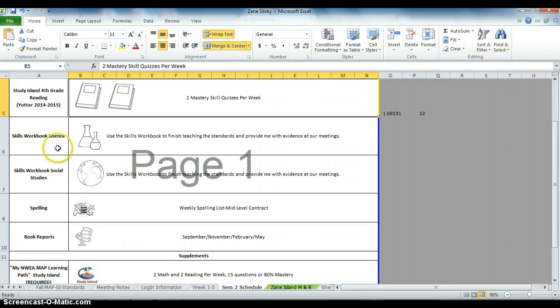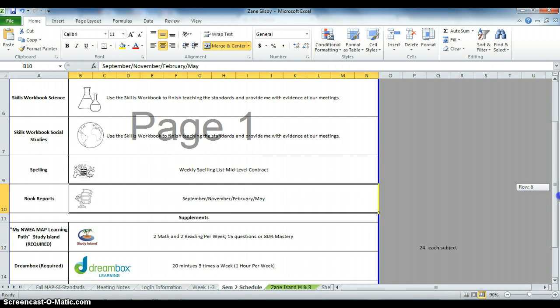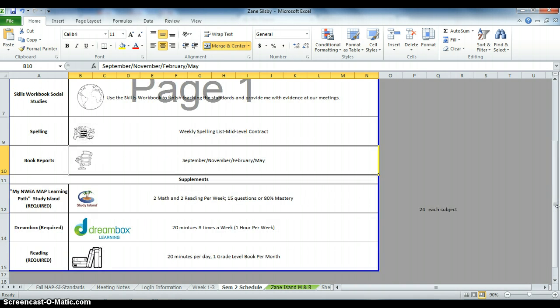So for science and social studies, we'll continue to do the skills workbook like you guys have been doing, and I had sent you the main focus areas of what he has left. I know y'all have been doing spelling on your own. Just keep that up. Another book report. Want to do 4 a year, and I believe you've submitted 1. I could be wrong. I'd have to look at my grade book.